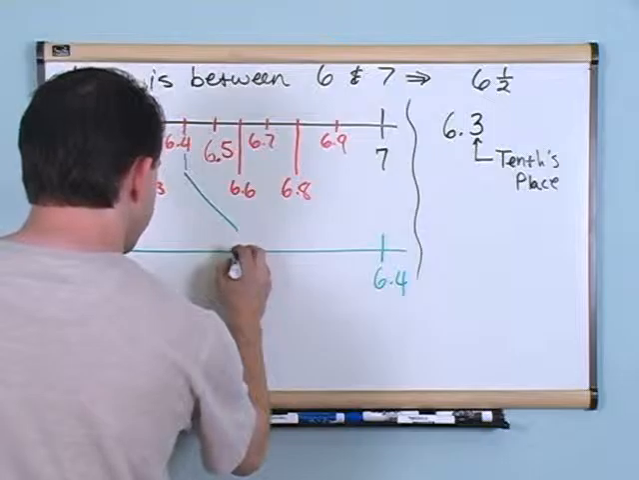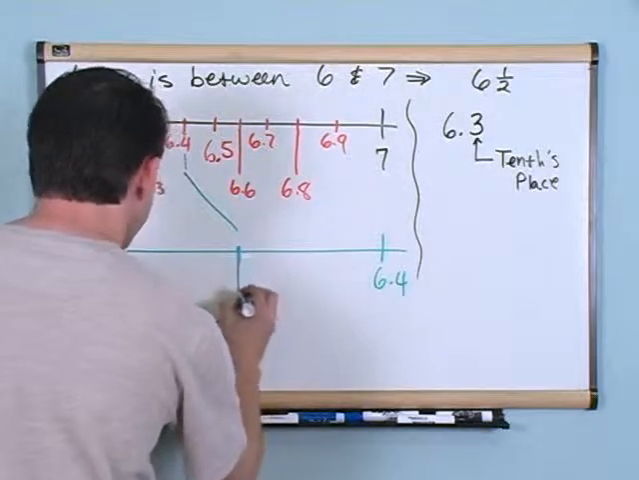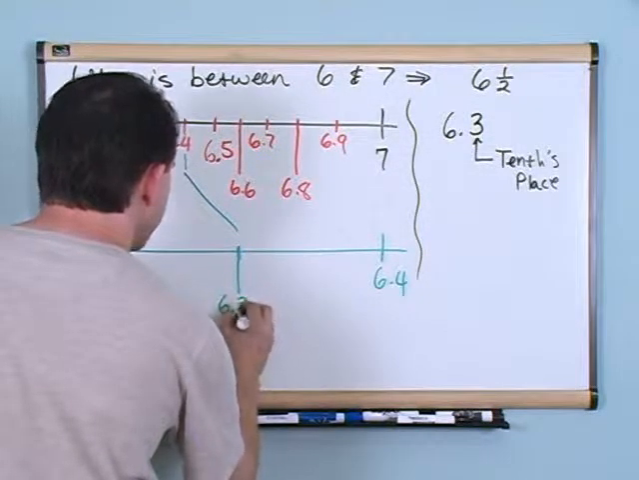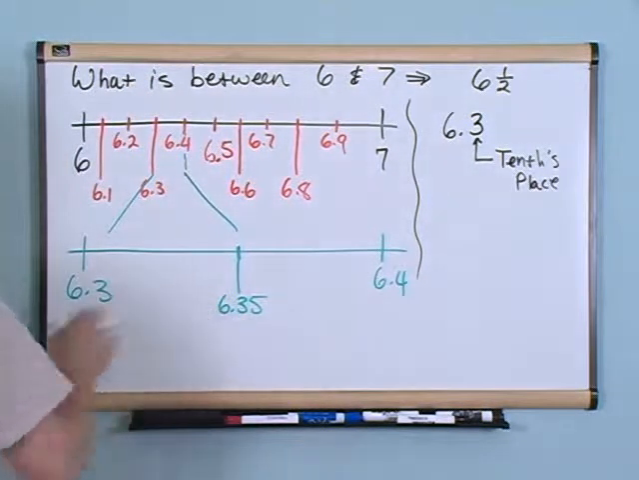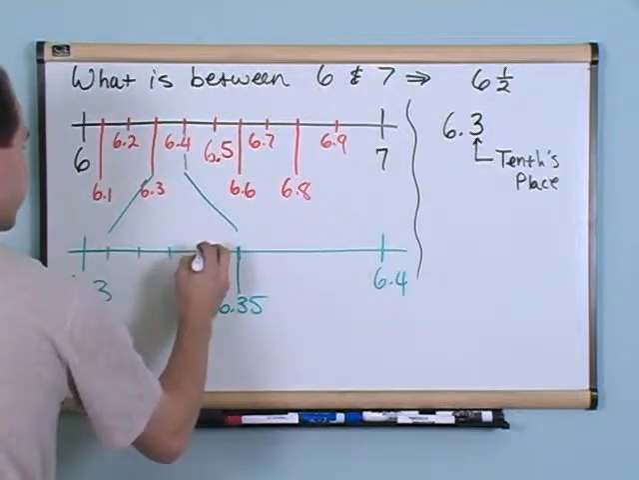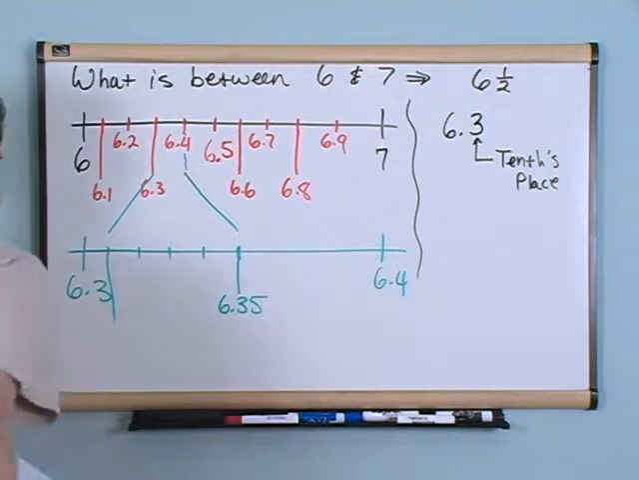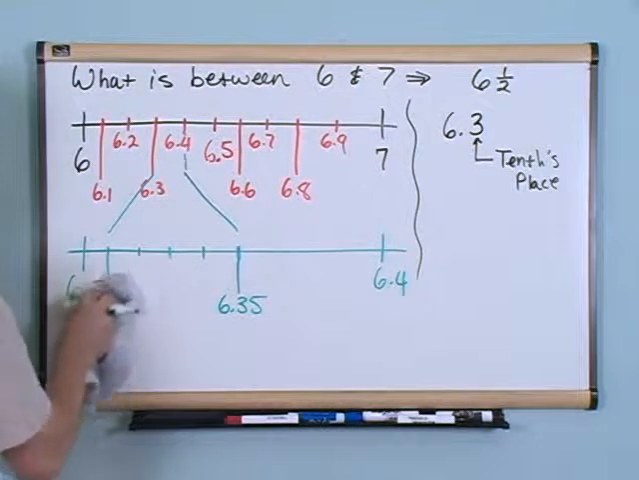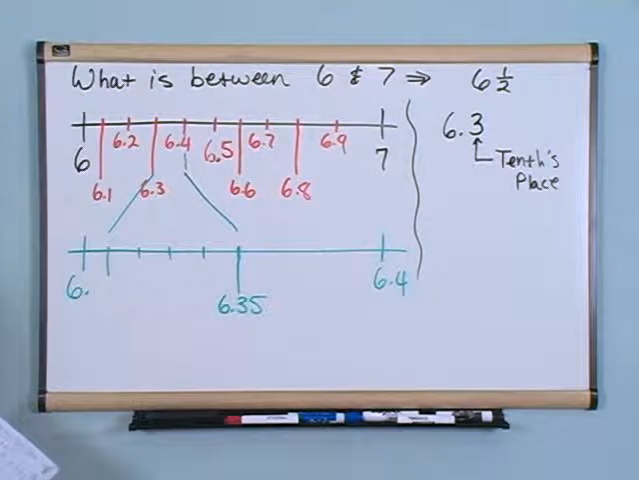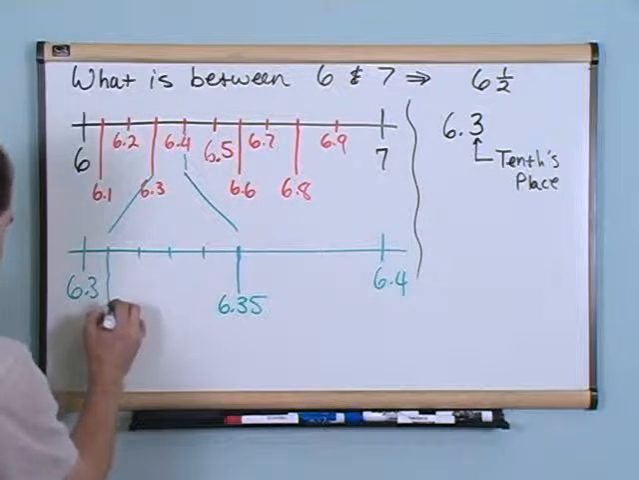So here in the middle, you're going to have something in the middle of 6.3 and 6.4. What you're going to have is 6.35. Okay, 6.35. So over here, 1, 2, 3, 4. Let me go ahead and write this a little bit smaller, to make it a little bit simpler to understand.